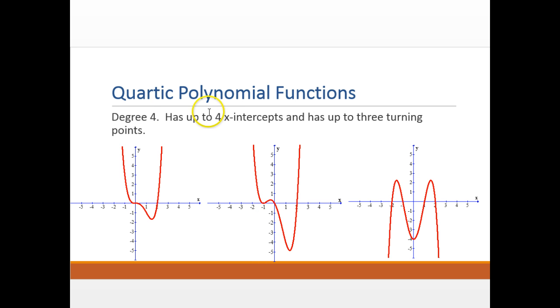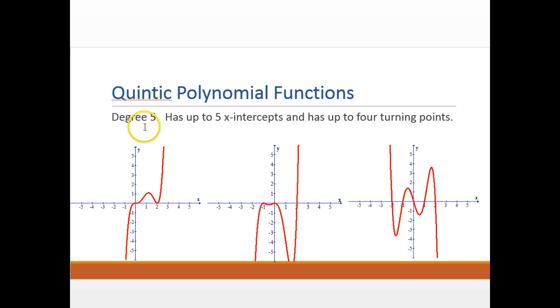A quartic polynomial, that simply means degree 4, has up to 4 x-intercepts. Here's an example of 4 x-intercepts. Here's an example of 2 x-intercepts. Here's an example of 3 x-intercepts. We can actually take this graph here and shift it up where it would be 1 x-intercept, or shift it up way beyond this where there's no x-intercepts. And it also has, at most, 3 turning points.